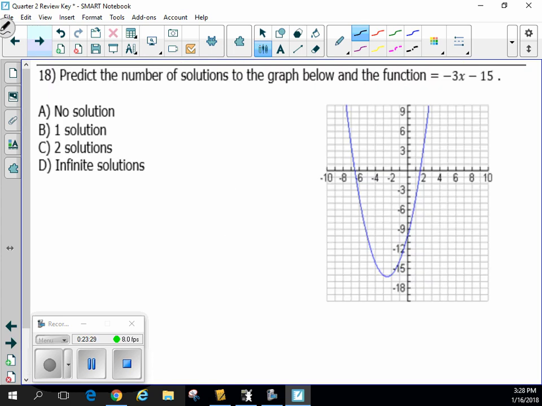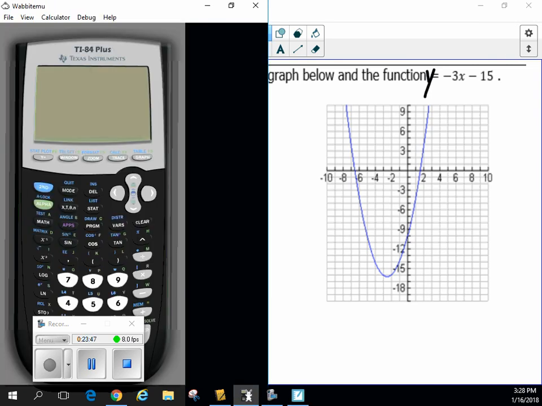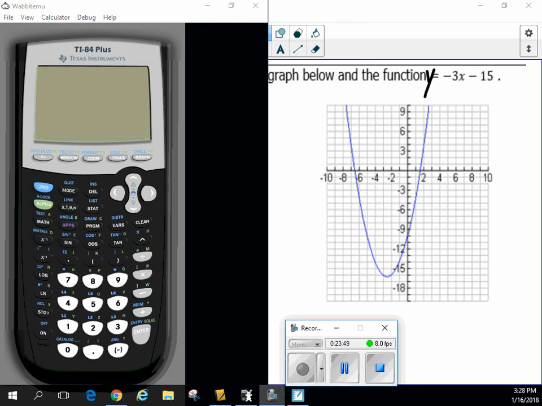Number 18, we have to predict the solutions to the graph below for the function. This is supposed to be y equals negative 3x minus 15. So what you actually have to do is graph this particular line and predict how many times it's going to cross the quadratic there. If you don't remember how to graph a line, that's fine. We can use our graphing calculator. You're going to go to y equals and plug in negative 3x minus 15, and hit graph. You can see the general shape of the line.